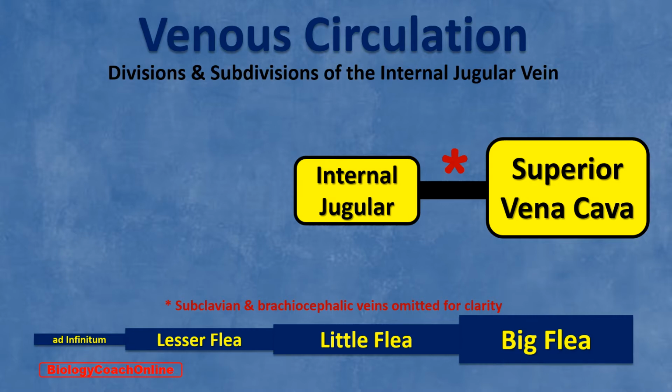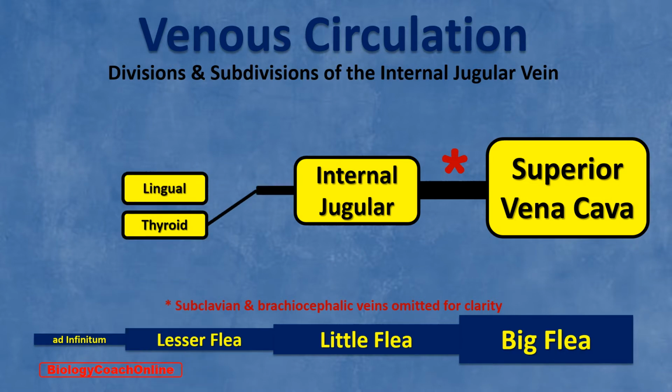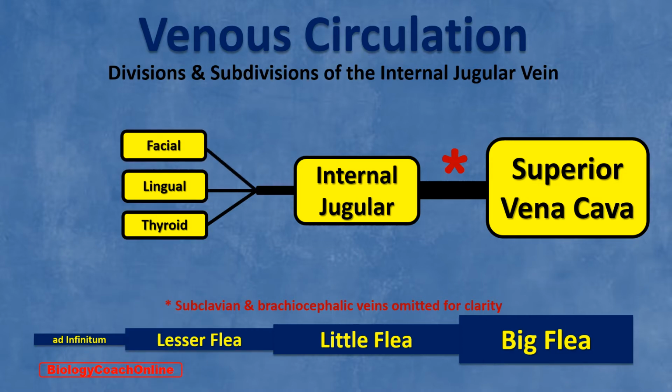So there are four branches of note here that drain into the internal jugular. Working from the bottom up then, we have the thyroid, which services the tissues of the thyroid, of course. We have the lingual, servicing the tongue. The facial vein, which has a number of branches that we'll identify in a moment. And the pharyngeal, servicing, of course, the area of the pharynx.